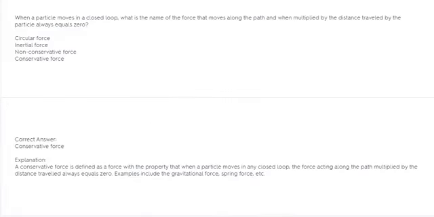When a particle moves in a closed loop, what is the name of the force that moves along the path and when multiplied by the distance traveled by the particle always equals 0? Circular force, inertial force, non-conservative force, conservative force.